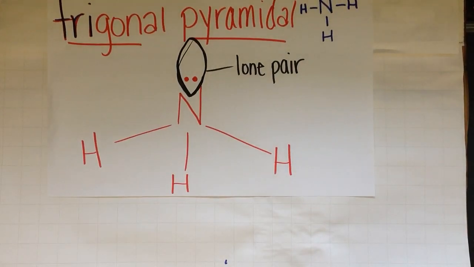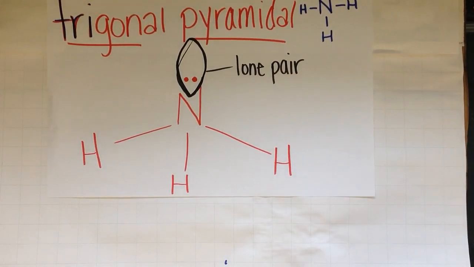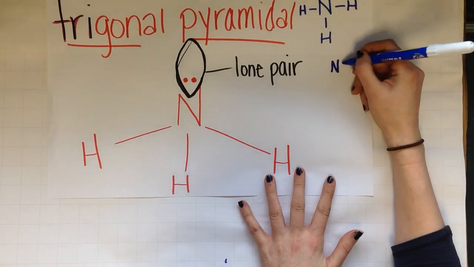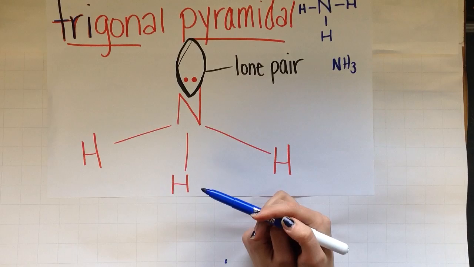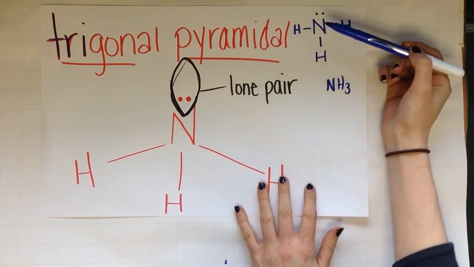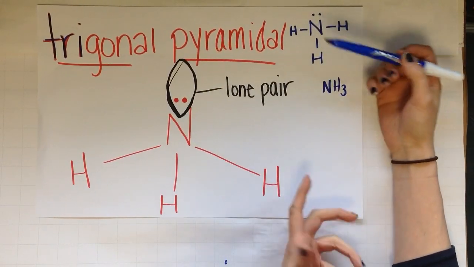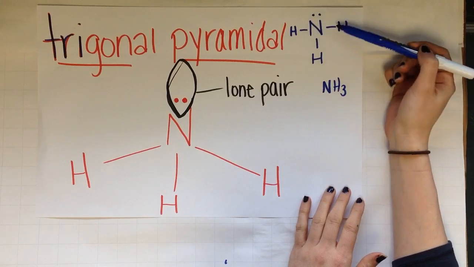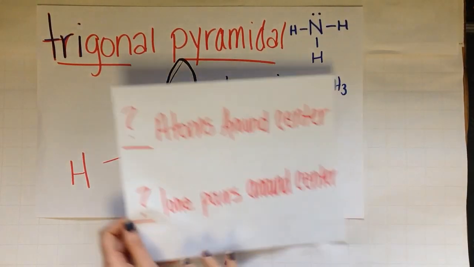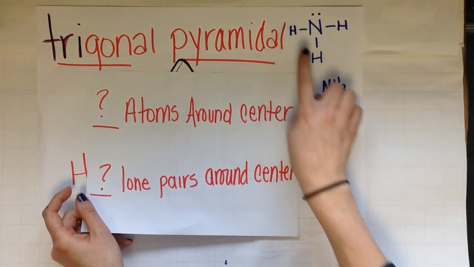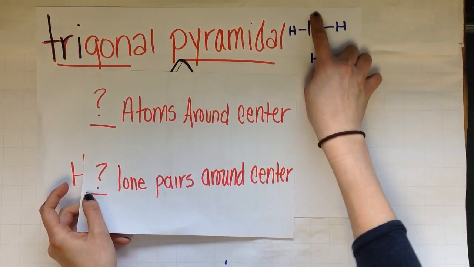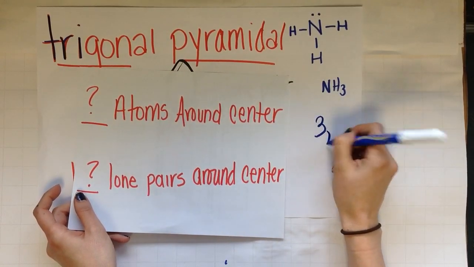And the last one seen here is trigonal pyramidal. And I've used NH3 as my compound. I've shown you how I would draw it on paper with a Lewis dot structure. And yes, in fact, I do have a lone pair. Remember, nitrogen needs 8: 2, 4, 6, 8. So now my 2 questions. 3 atoms around the center, 1, 2, 3. And 1 lone pair. 3 and 1.